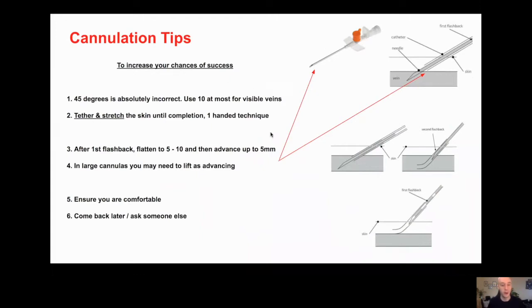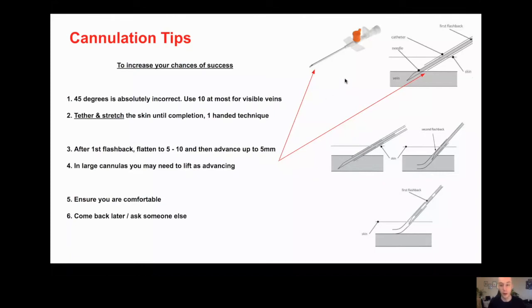But perhaps the very most important part, and this is why, if after you've gotten your first flashback you try to advance the plastic cannula and the patient complains that it's very painful, or you find that you can't advance it, or you finish your cannulation and now there's no blood coming out, or you don't get the secondary flashback up the plastic tubing, it's because the plastic hasn't ended up in the vein. And that is generally because you need to improve your technique.